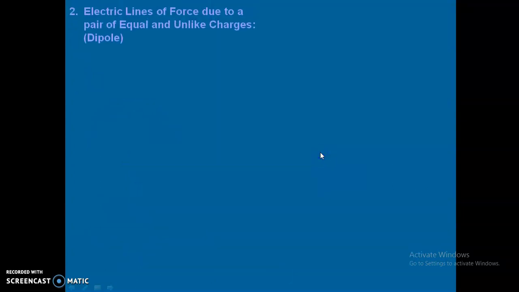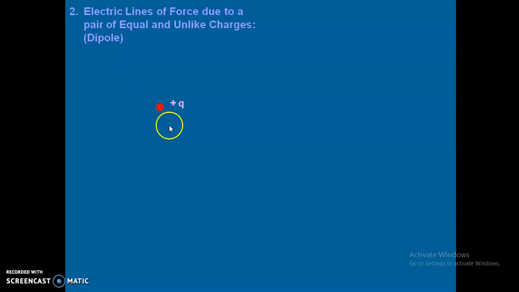Next, electric lines of force due to a pair of equal and unlike charges. Dipole. Dipole we'll study further in the next topic, but here we are representing the electric field lines due to a pair of equal but unlike charges. Also we'll see the equal charges but like charges. Unlike charges, a pair of equal and opposite charges when placed at a very short distance, then this combination is called a dipole.